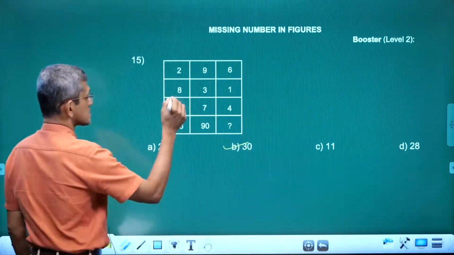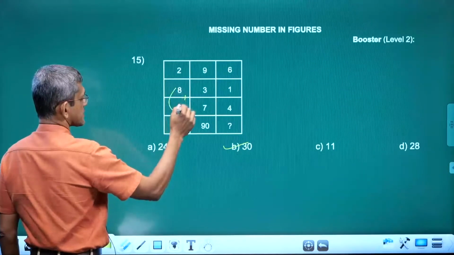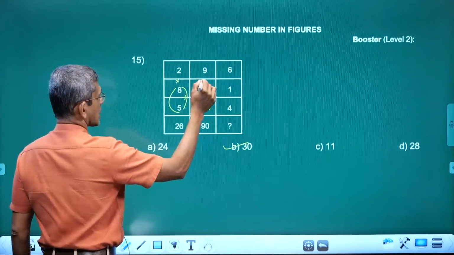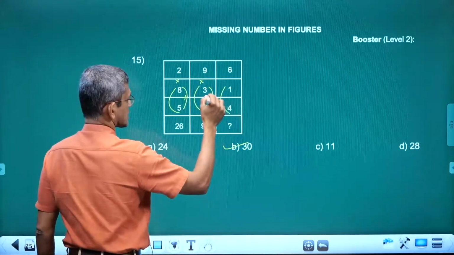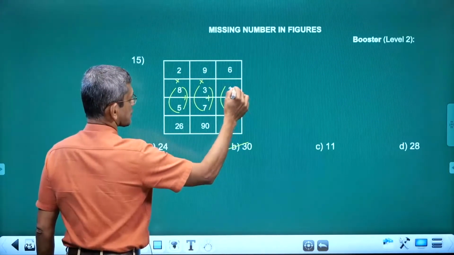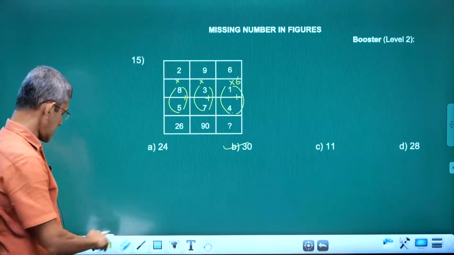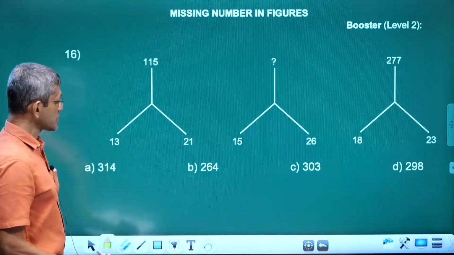So what is the pattern? 8 plus 5, 13 into 2. 7 plus 3, 10 into 9. And 1 plus 4 is 5. 5 into 6, that is 30. So that's the case. Now question number 16.